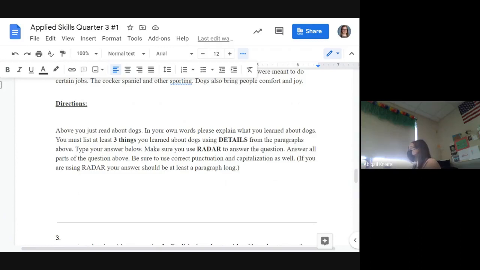It says, you just read about dogs. In your own words, please explain what you learned about dogs. You must list at least three things you learned about dogs using details. So how am I going to restate this? How am I going to tell someone what my paragraph is going to be about? I need it in my own words.